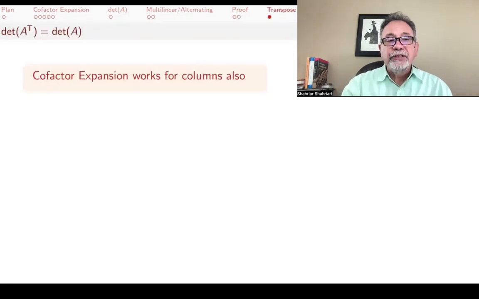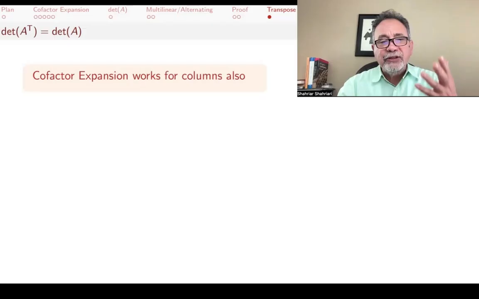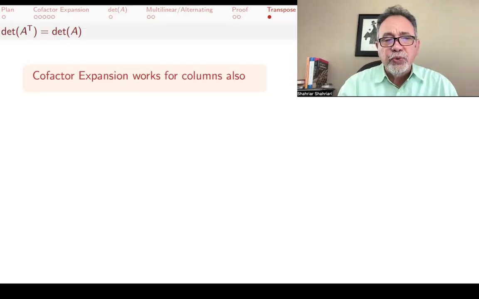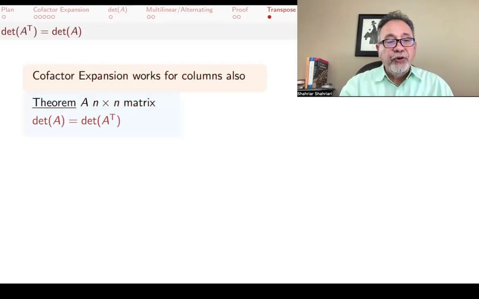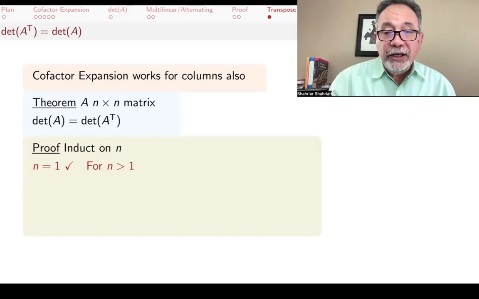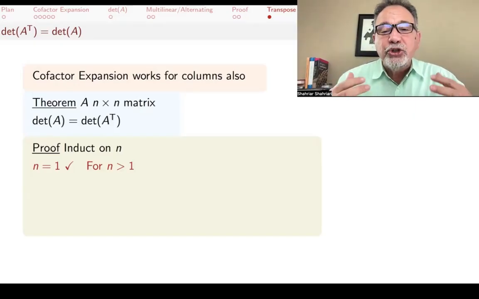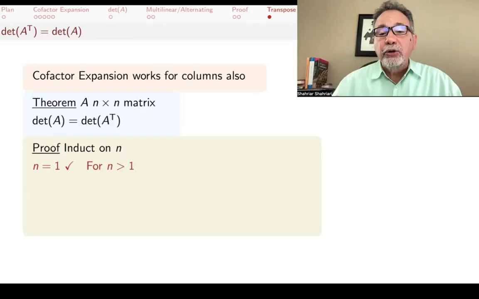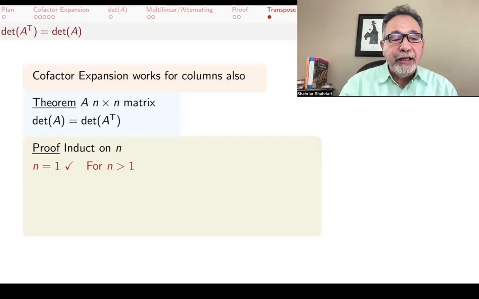Finally, I want to prove that the determinant of A transpose equals the determinant of A. I first want to note that cofactor expansion works for columns just as well as for rows in the same way. The theorem is that the determinant of A is the same as the determinant of A transpose. The proof is going to be by induction on n. If n is 1, I have a 1 by 1 matrix, and A and A transpose are actually the same. So their determinants would be the same. For n greater than 1, I'm looking at an n by n matrix. I'm assuming that I've already proved it for smaller matrices of size n minus 1 by n minus 1.